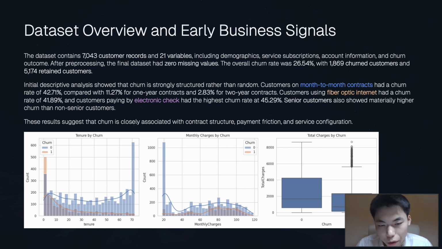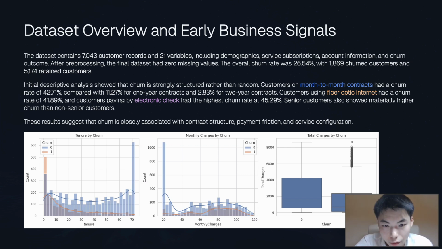Before building any model, I first looked at the data patterns. The early results already show strong business signals. For example, customers with month-to-month contracts had a churn rate of 42%, which was higher than the 11% for one-year contracts and only 2% for two-year contracts.